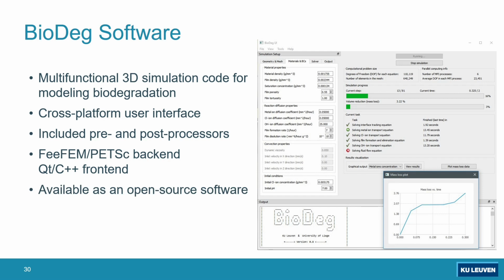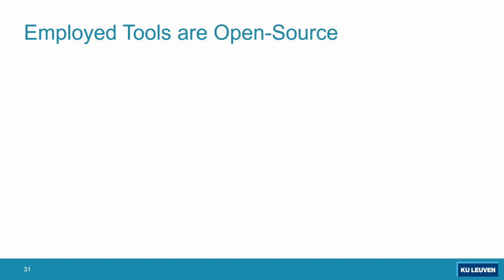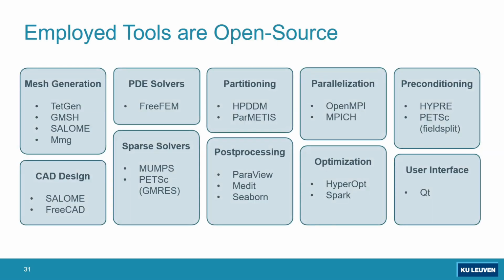And the whole project is available as open source software to anyone who is interested in this. And all the employed tools are open source. So all the tools that we have used for mesh generation, design and solving, partitioning, post-processing, user interface design, and preconditioning, they are all freely available. And it means that the results that we have obtained can be reproduced by anyone on the planet, and they can easily grab the code and start to use it or develop on that, just to evaluate it and so on.